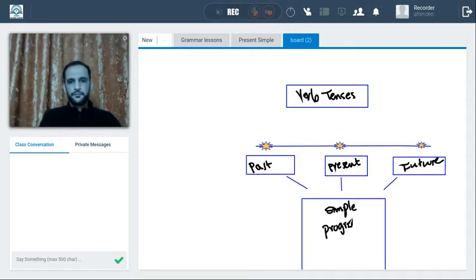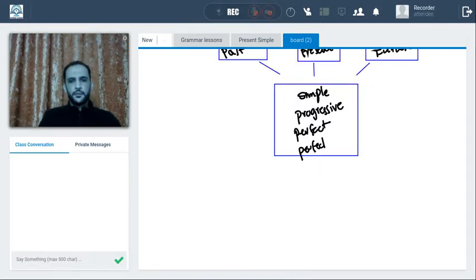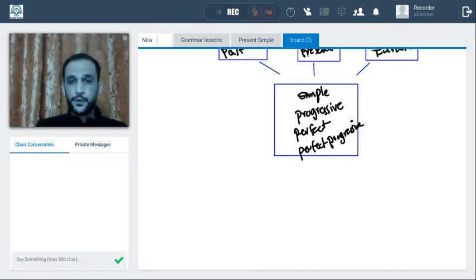progressive, perfect, and perfect progressive. Again, we have four aspects for each tense. We have simple, progressive, perfect, and perfect progressive.